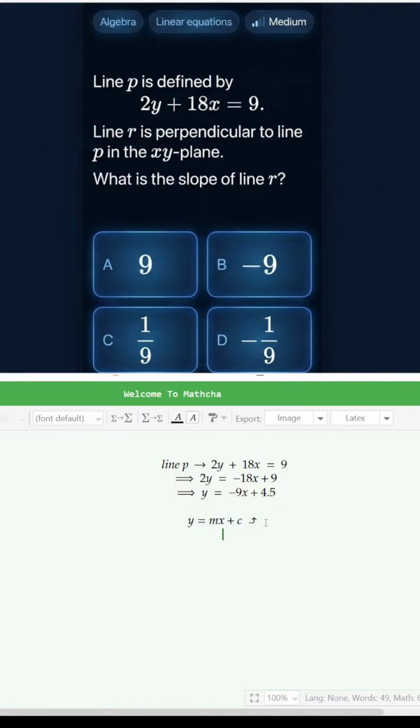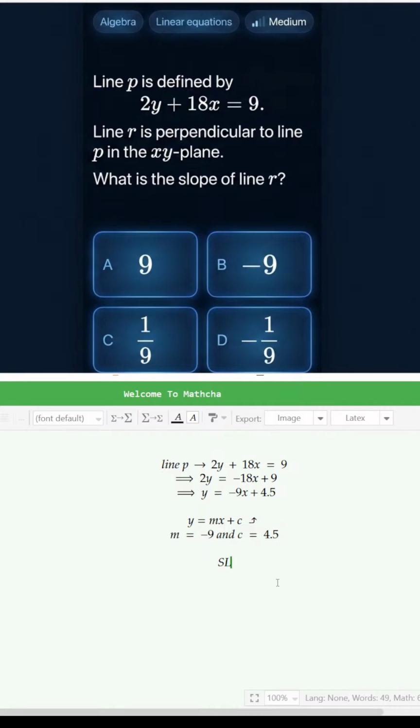Okay, now we'll compare this to get the value of the slope, that is m is equal to minus 9 and c is equal to 4.5, that is the y-intercept. Now we are told to find the slope of the line r which is perpendicular to this line. So we'll apply the formula again, that is m1 m2 is equal to minus 1.